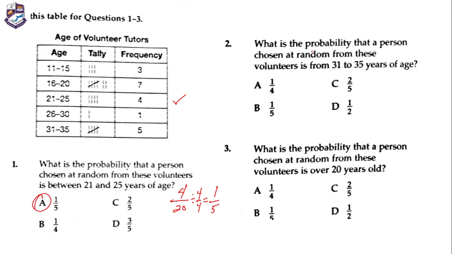Number two, what's the probability that the person chosen will be between 31 and 35? Well, that's 5 people out of 20, which simplifies to 1/4 when you divide it by 5 over 5.